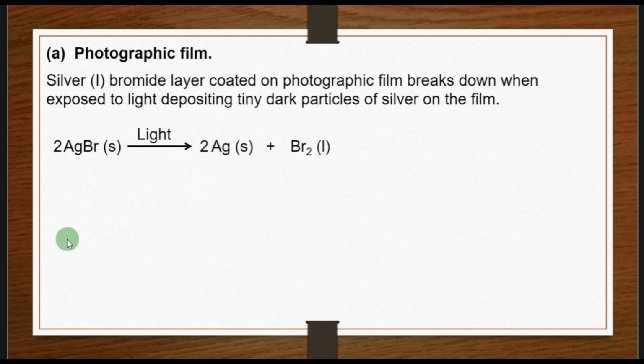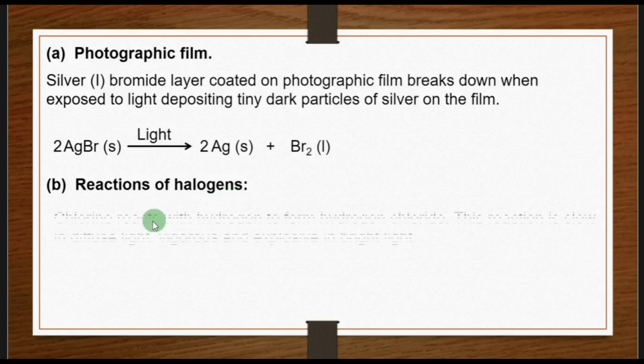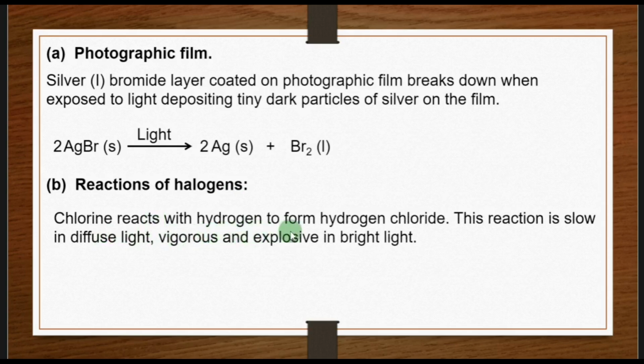Another one is reactions of halogens. We are not going to look at photosynthesis because it's so common. The reaction of halogens is also a reaction which requires light intensity. For instance, chlorine reacts with hydrogen to form hydrogen chloride. This reaction is slow in diffuse light, vigorous and explosive in bright light. So halogens like chlorine and hydrogen can react to form hydrogen chloride.